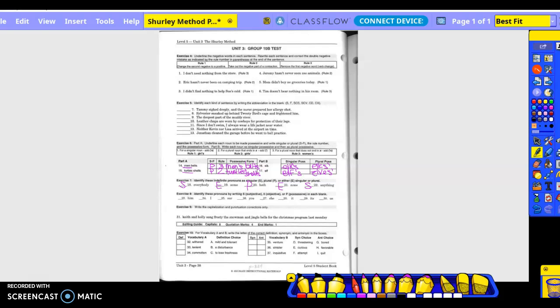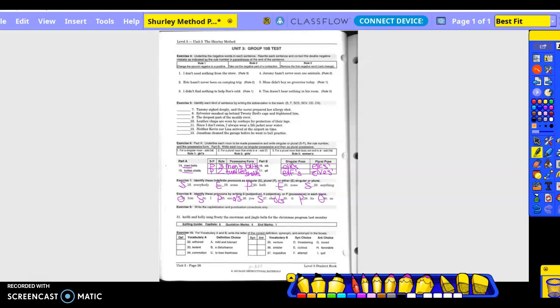Alright, identify these pronouns as subjective or objective or possessive. Him would be objective. I would be subjective. Our would be possessive. It's ownership. You would be objective or subjective. She is subjective. It is objective or subjective. It is plural. And us is objective.